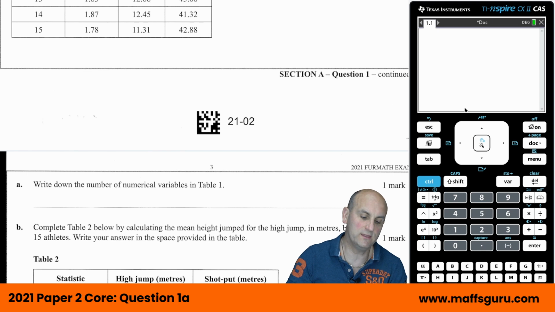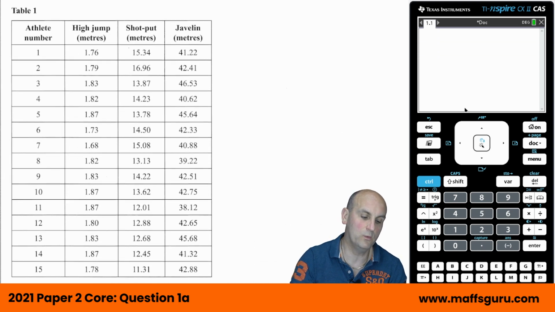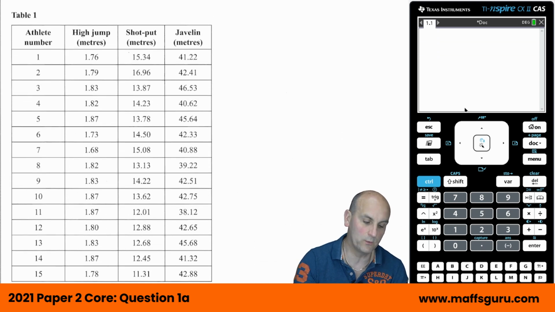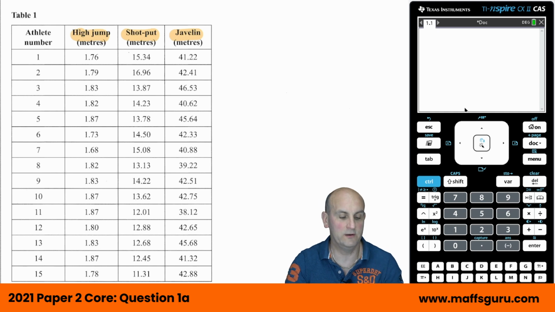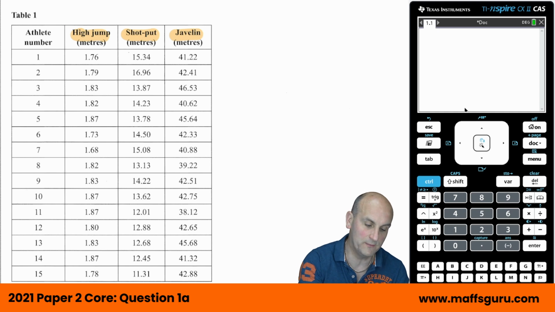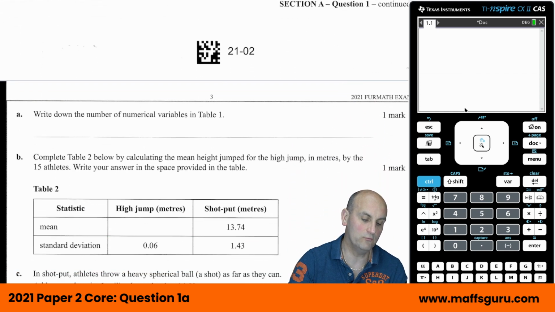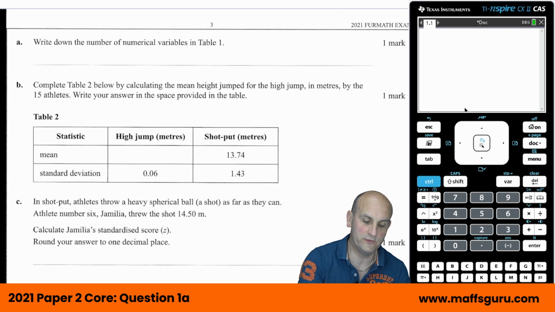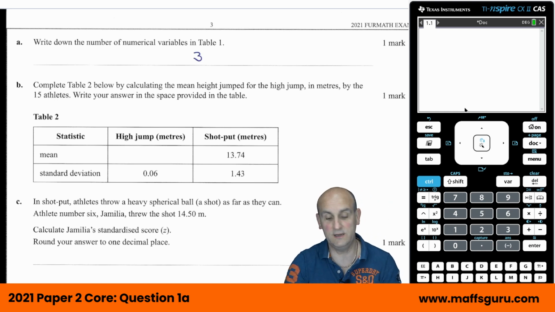Right, the first question, write the number of numerical variables in table 1. Numerical variables, well, basically anything that can be measured. And in this situation, high jump, shot put, and javelin are all numerical. Athlete number is actually categorical. You can't have an average athlete number. Doesn't make any sense. So write down the total number of numerical variables. The answer, as far as I'm concerned, is 3.